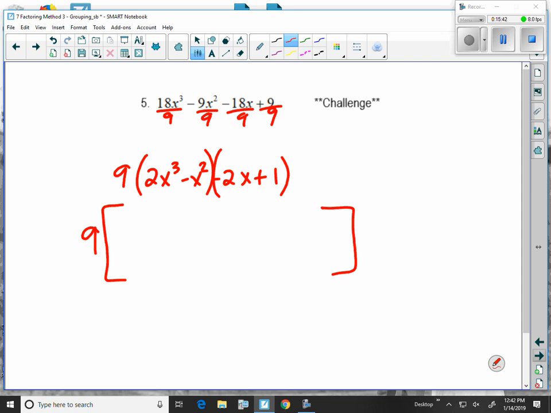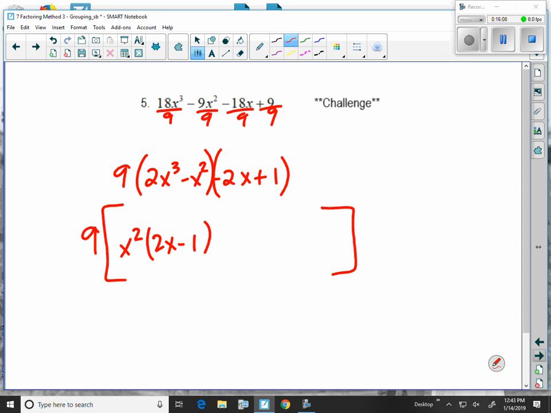Woo, we're almost done. What is the GCF of my first set of parentheses? X squared. What do I have left? 2x. Pay attention, take notes. We're almost done. This is our last question together. All right, 2x minus 1.